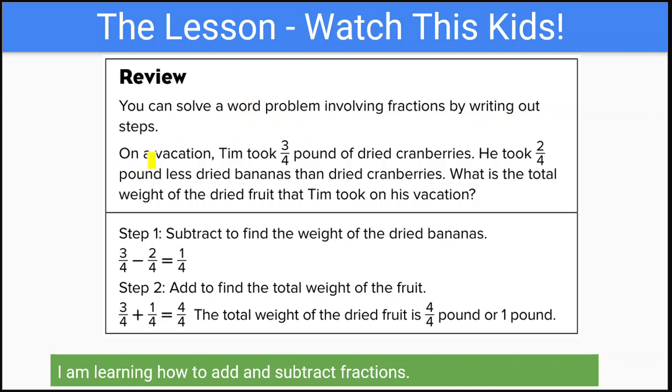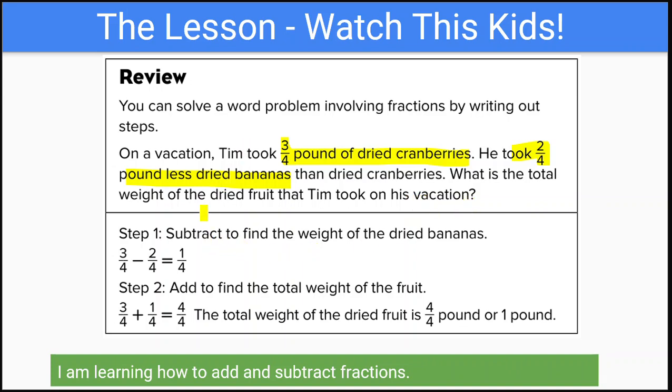So here it is. On a vacation, Tim took 3/4 of a pound of dried cranberries. That seems important, so I'm going to highlight that right there. Then he took 2/4 of a pound less of dried bananas than dried cranberries. What is the total weight of the dried fruit that Tim took on his vacation?